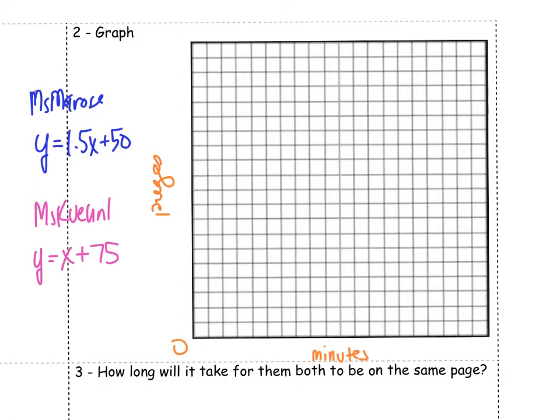Then we also have to figure out our scale. If I count my minutes by 1, I'm going to start for Miss Kennel at 75, and then after 1 minute, I'm at 76, 2 minutes, 77. Well, for Miss Morose, if I start at 50 pages, after 1 minute, I'm at 51.5, 2 minutes, 53. It's going to take a long time for those graphs to intersect, which is what we're looking for. And so I'm not going to count my minutes by 1.